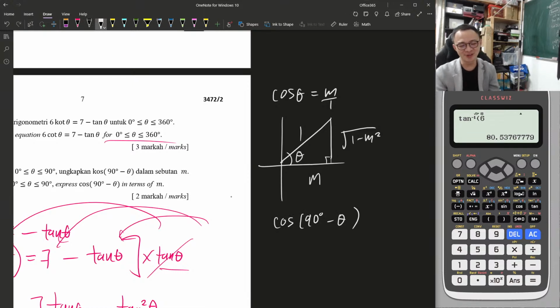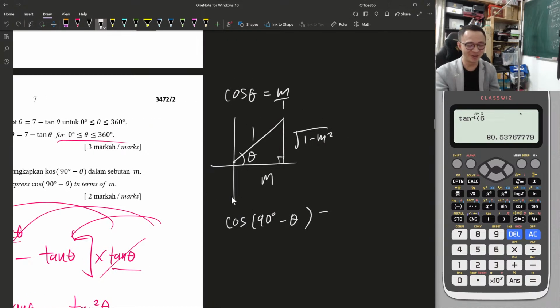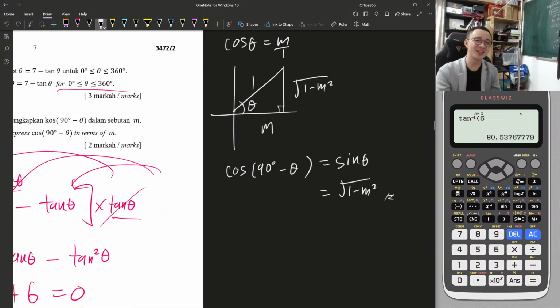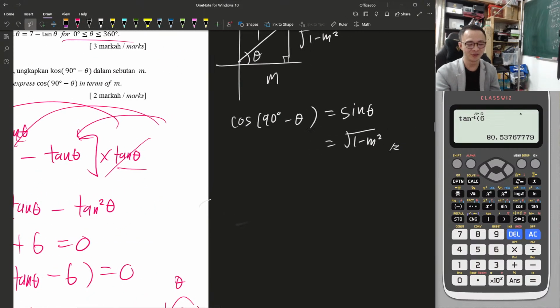Depends whether you want to use the cos rule or not. But because I know this one actually equals sin theta, I will just use sin. So it will be this answer over 1. Or you can straight away say this answer. But if you prefer the cosine rule, you can do that also.